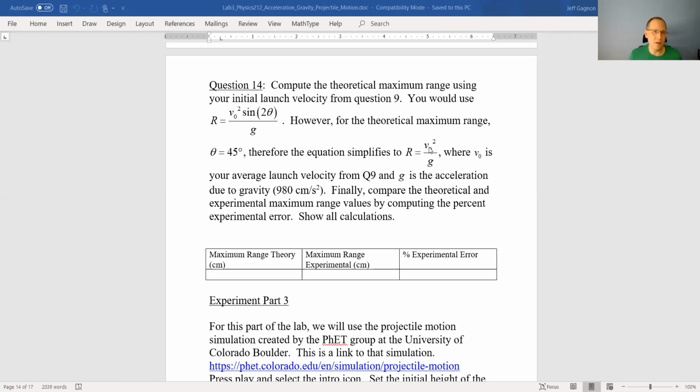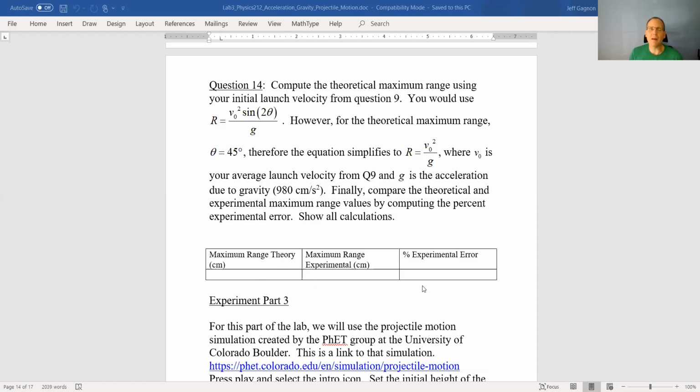So the question is, what do you use for V naught? What do you use for g? Well, for V naught, I would use your velocity from question 9. So it was your experimental velocity, from question 9. And g is just 980 centimeters per second squared. That'll give you a range in centimeters, and that's going to be your maximum range theory, or theoretical. And then finally, compare these two by computing a percent experimental error. And remember, you always divide by the one that's not experimental. In this case, I'm calling it theory, but that's the same as accepted, predicted, gold standard. They all mean the same thing.